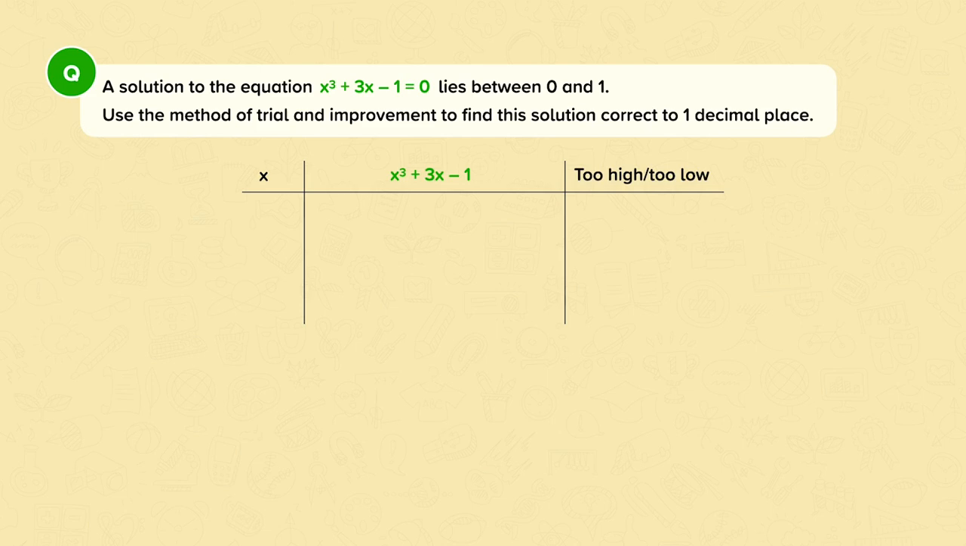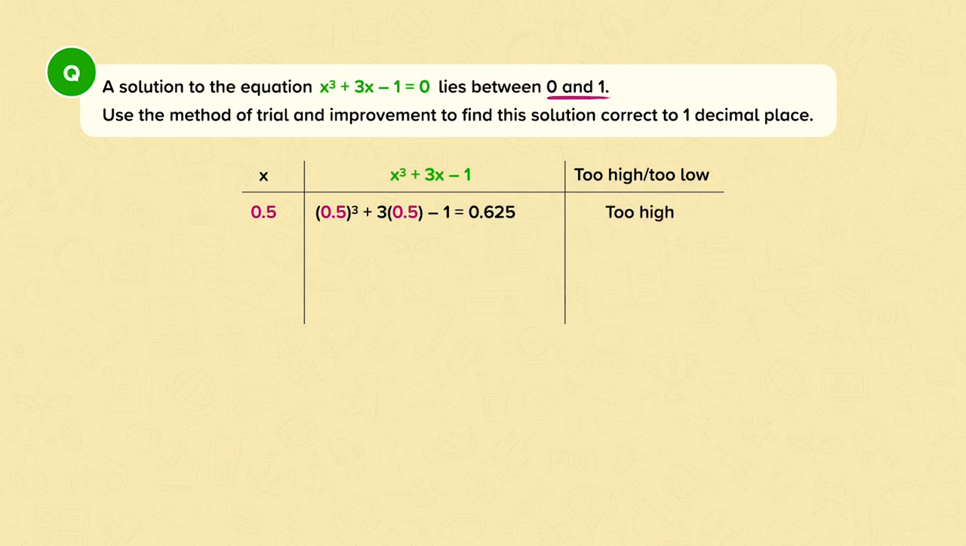For our first guess, we can go anywhere between 0 and 1. It does not have to be halfway between. However, this is the value that we will use in this example. When we substitute 0.5 in for x, we get the answer of 0.625. Remember, we're looking for the result to be 0, so this result is too high.